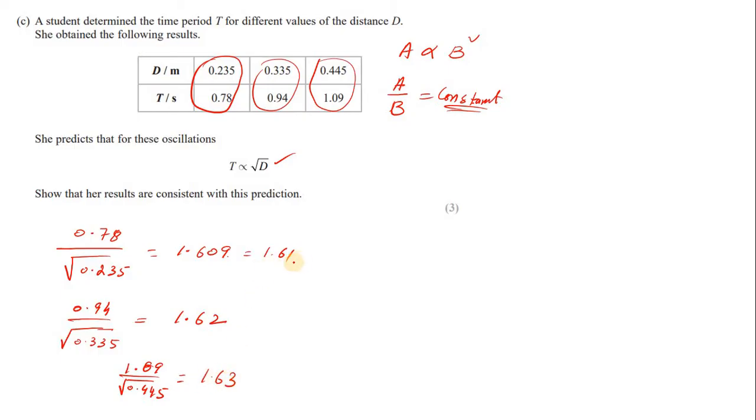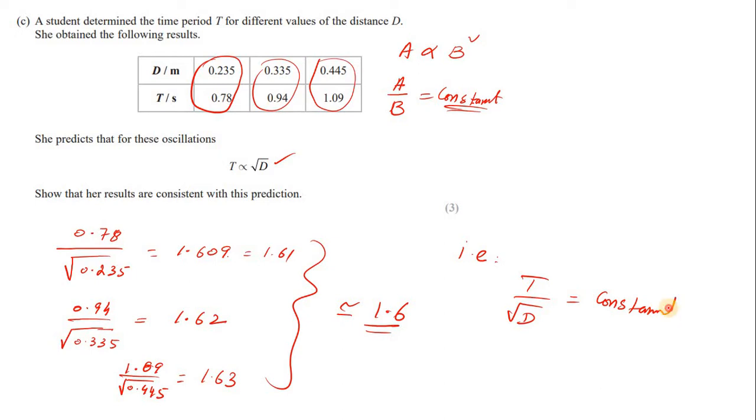So you see that this is approximately 1.6. So of course the ratio T over root d is a constant. So of course the prediction is valid. So you just write at the end, yes, the given prediction is valid or consistent with the results. Don't forget to give your final conclusion.